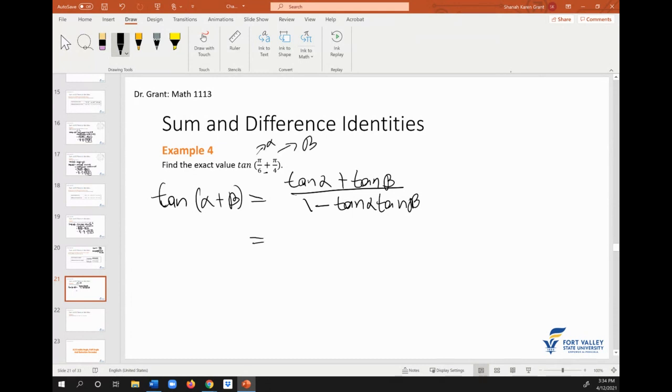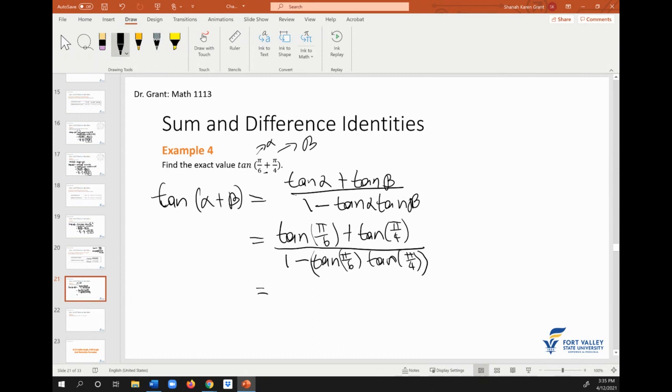So I'm just going to be plugging in. This becomes tan of pi over 6 plus tan of pi over 4, divided by 1 minus tan pi over 6 times tan pi over 4. Now, recall, put this in big parentheses, tan of pi over 6.